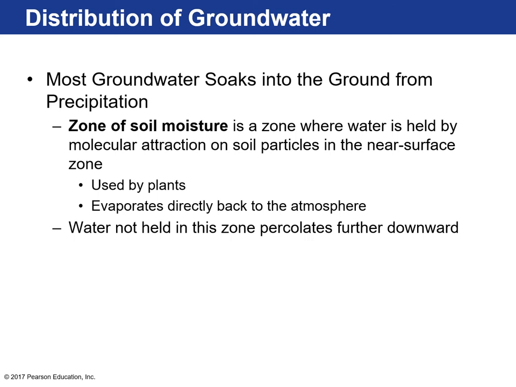Most groundwater becomes part of that reservoir through precipitation. So what happens is when it rains or snows, that falls on the ground and that slowly percolates downwards until it hits the water table. At the surface, what we have is a zone of soil moisture. This is where water is held by molecular attraction in soil particles and regolith. And that's the water that's used by plants. That stuff generally evaporates right back into the atmosphere.